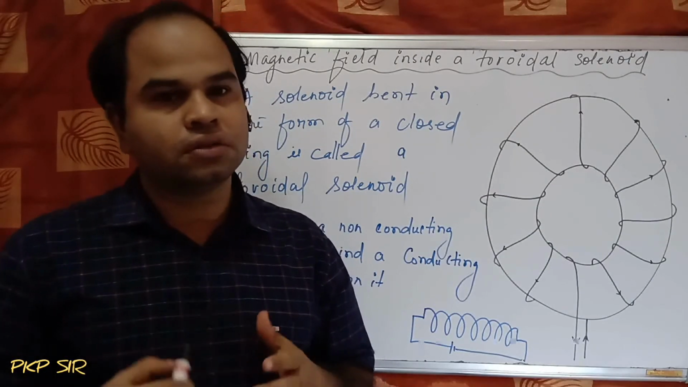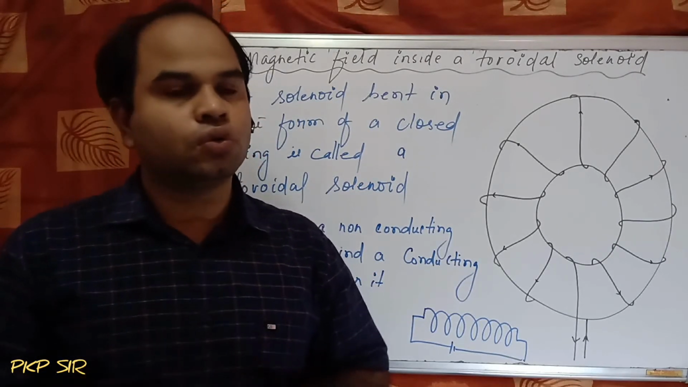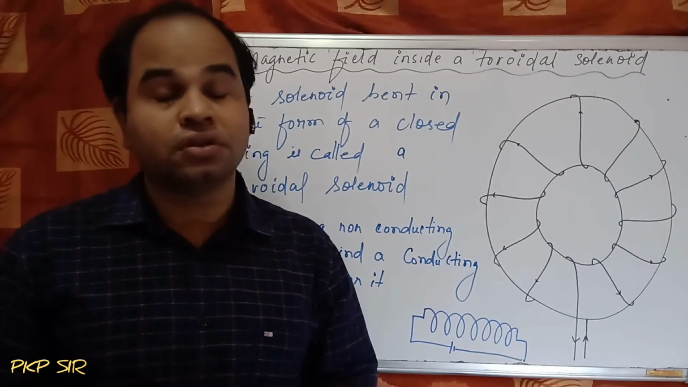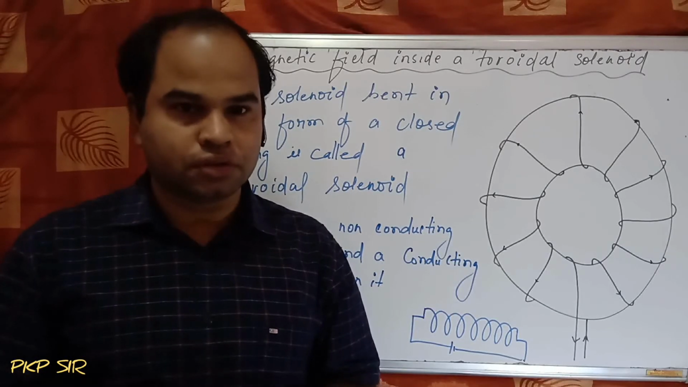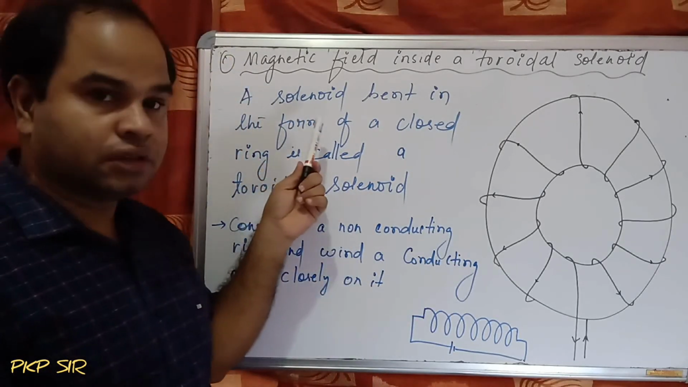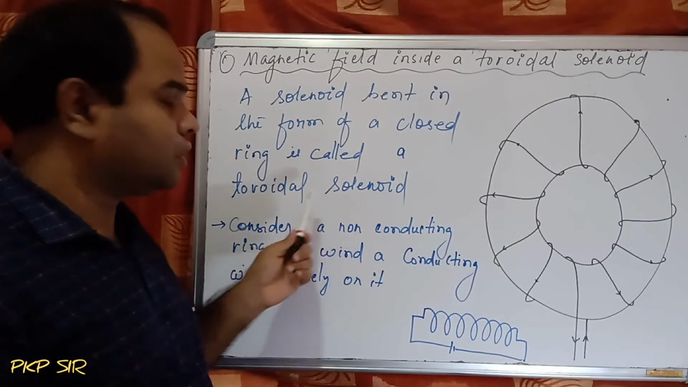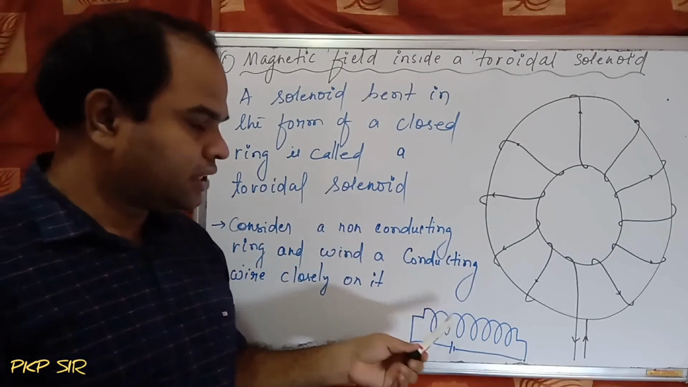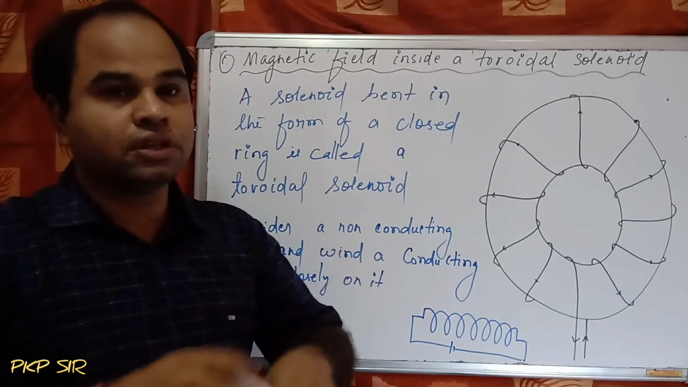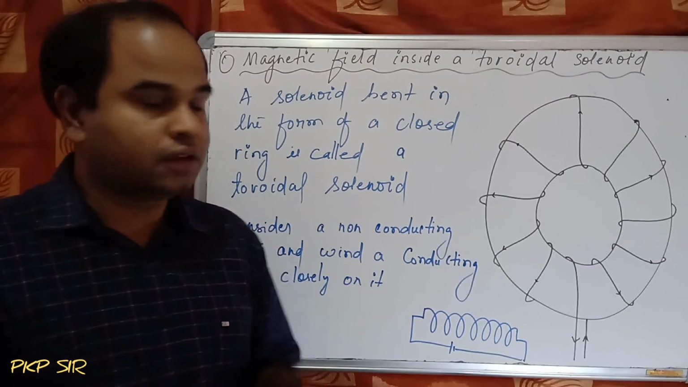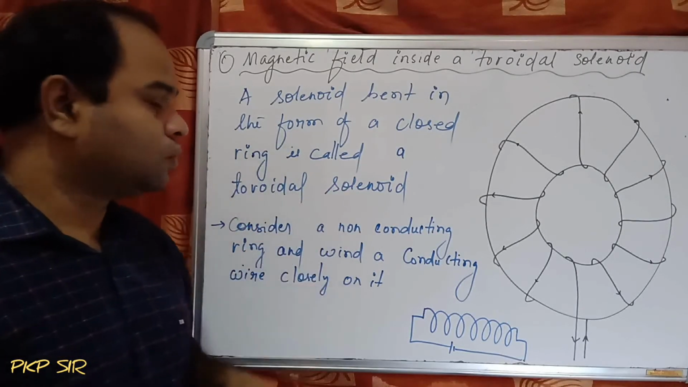Toroidal solenoid, we can also simply call it a toroid. We have to find the magnetic field inside a toroidal solenoid, or simply a toroid. So what is a toroidal solenoid or a toroid? A solenoid bent in the form of a closed ring is called a toroidal solenoid. Again, a solenoid bent in the form of a closed ring is called a toroidal solenoid.